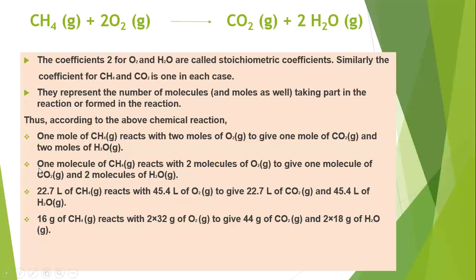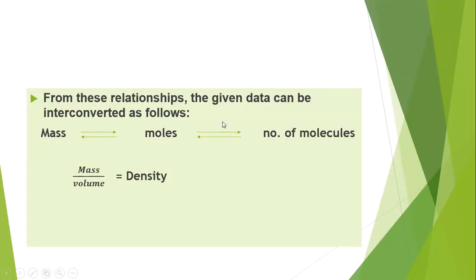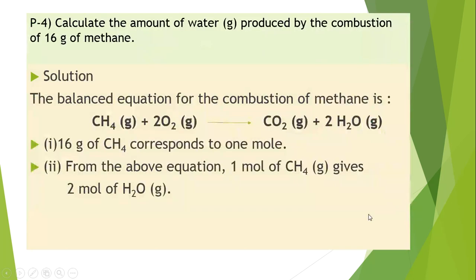The same reaction can be explained in all these different ways. From these relationships, the given data can be interconverted as mass to moles, moles to number of molecules, number of molecules to moles, moles to mass and all. And we know that mass by volume is density, so the conversion can be done. With the problem, we can understand how the conversion is.